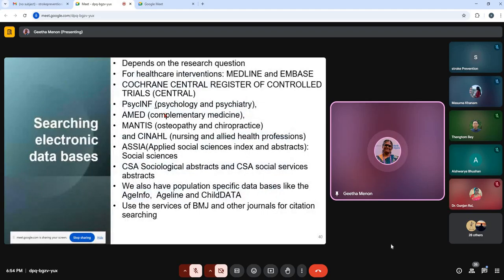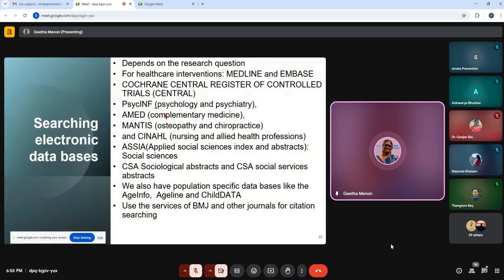When we are looking at electronic databases, they are searched depending on the research question. For healthcare interventions, primarily Medline, Embase, PubMed, and if it's a Cochrane review, then the Cochrane Central Register is searched. If it's a psychology systematic review, then PsycINFO is the data source which can be searched. Similarly, nursing professionals doing a systematic review most commonly search CINAHL. Social sciences people, when they do a systematic review, use CSA, Sociological Abstracts, and ASSIA as the primary databases. And then there are other specific databases also, like AgeLine and ChildData.